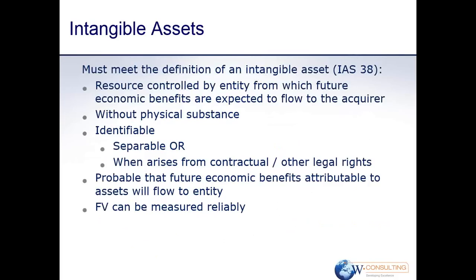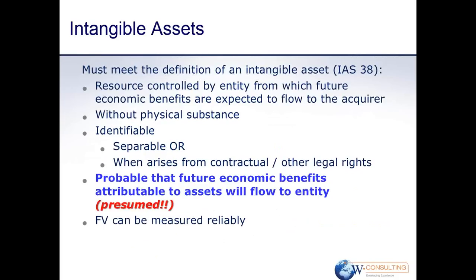However, IAS 38 does say that in a business combination, it is presumed that it will be probable that future economic benefits will flow to an entity. Otherwise, why else would it have entered into the business combination to begin with? So that aspect of the recognition criteria is generally always met in a business combination, and that means that all the acquirer needs to demonstrate is the identifiability of the asset or the benefit, and it must be able to measure it. Obviously, if it's unable to measure it, then it's not able to recognize it at fair value in a business combination.